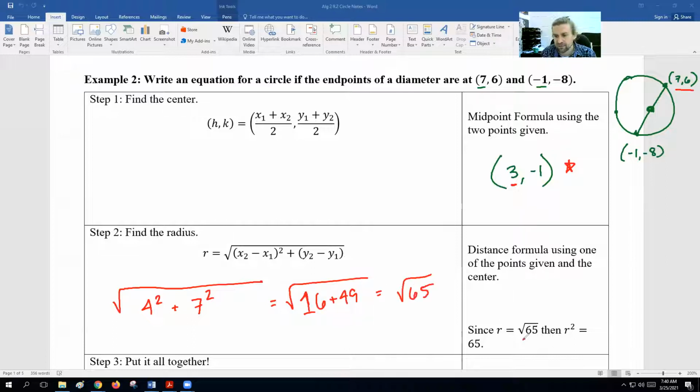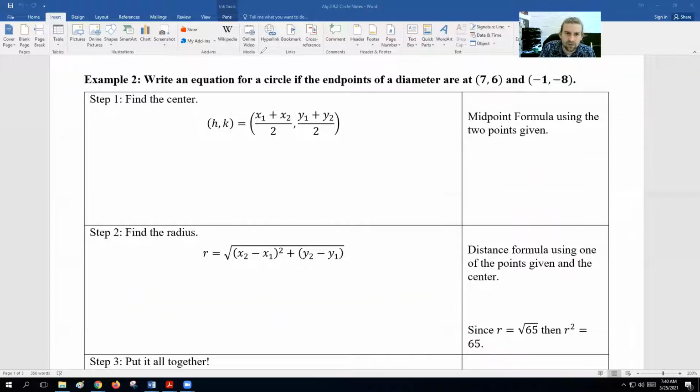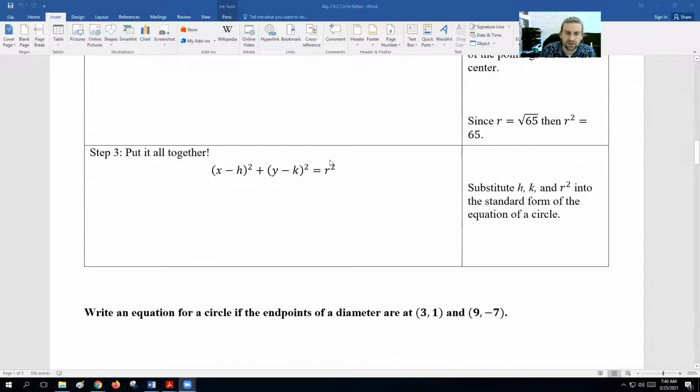So the radius would be radical 65, but pretty much what we got to remember is that we're always going to be using r squared. So r squared equals 65. So the last step, scroll on down, is to put that all together. So our center was at (3, -1), and our r squared equals 65. So we're going to write this as x minus 3 squared plus y plus 1, because it's minus a -1, squared, equals 65.